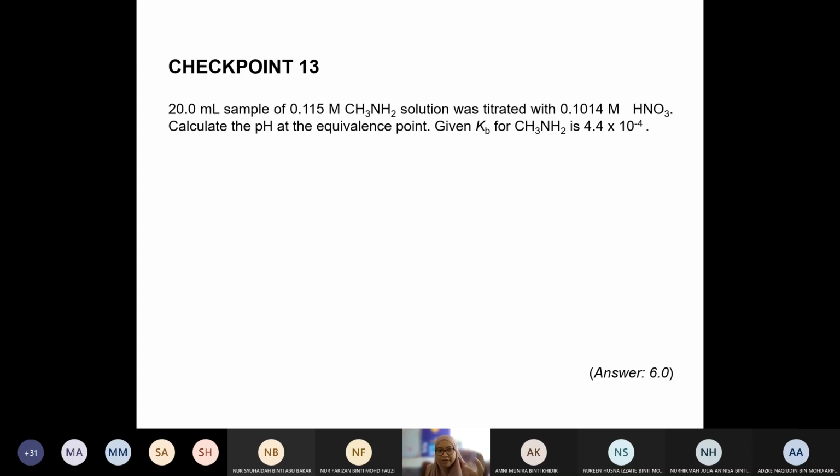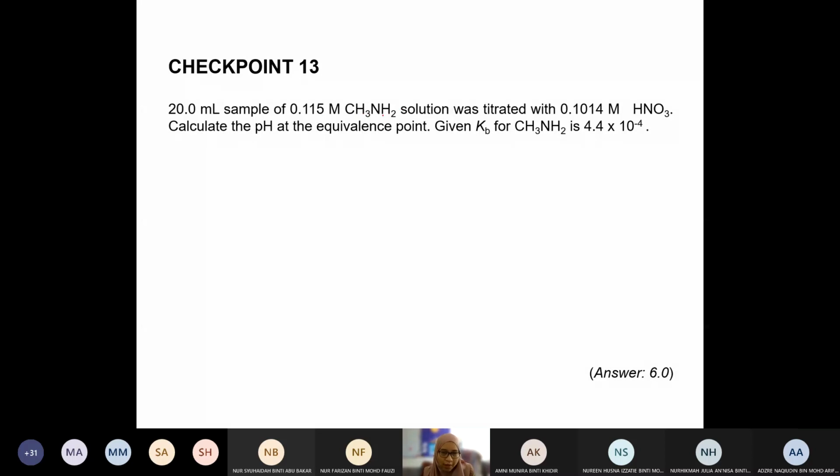You could predict the pH at the equivalent point. Dekat mana sebenarnya pH at the equivalent point tu? Is it less than 7 or is it more than 7? And obviously it will not be equal to 7, because this is not between strong acid versus strong base. Obviously.